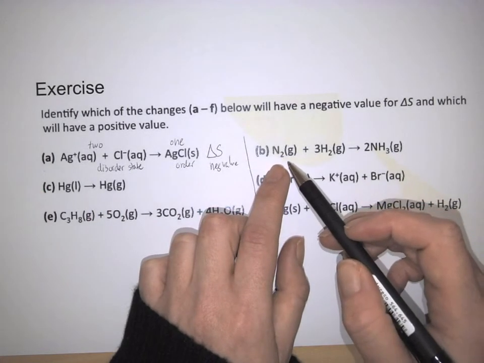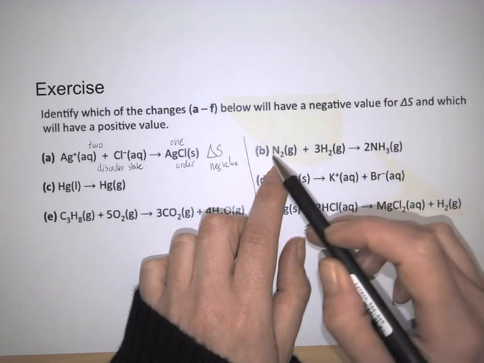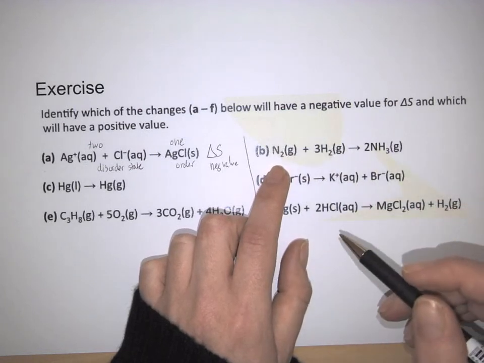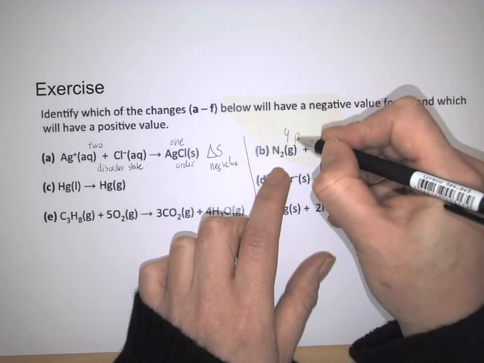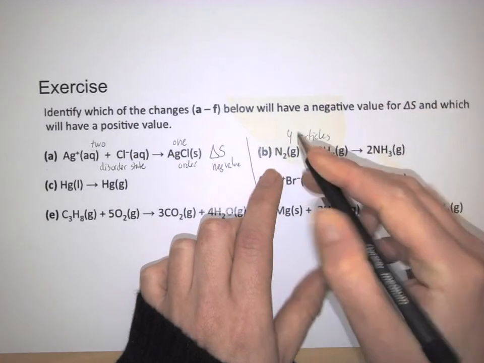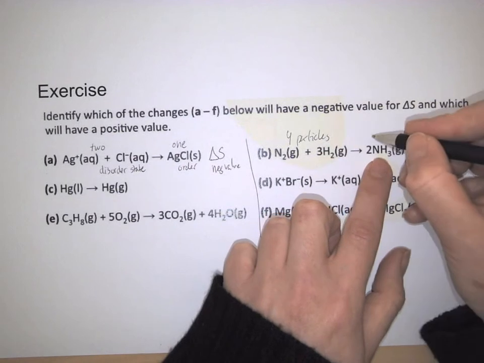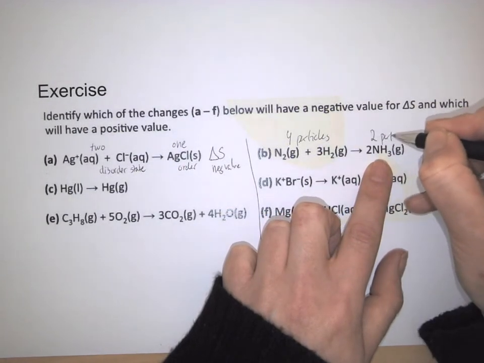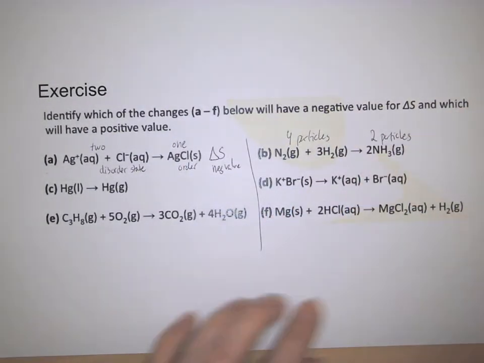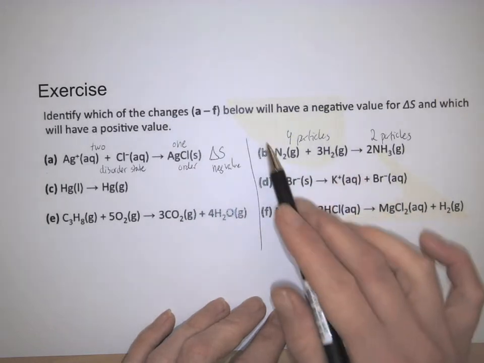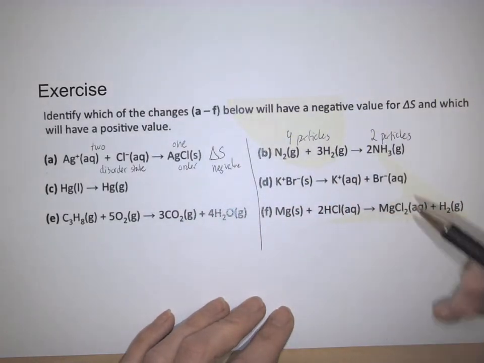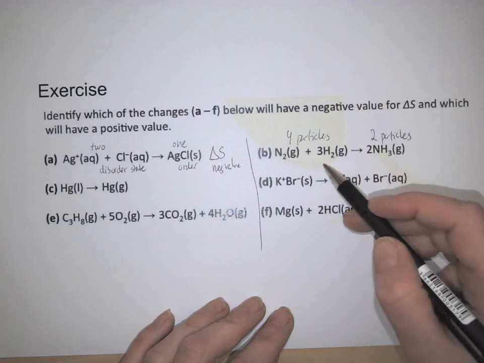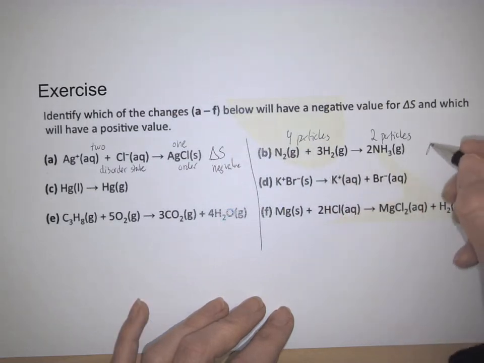Okay, we take the next one here, B. Here we have gaseous state for them all, so we have the same kind of state. What we can do here is count the number of particles. We have 4 particles on this side, 1 here and 3 here, and we have 2 here. So we go from a high number of particles to a lower number of particles, and in that way we know that the entropy will decrease, so the delta S will be negative.